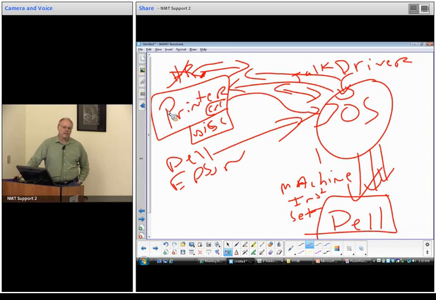Now, like I said, it used to be that that was a big deal. Operating systems didn't handle that very well, and you had to be very careful. Some printers, some hardware only worked with some operating systems. That's less of a problem these days. Although there is some hardware that only runs on Macs or only runs on PCs, but much of it will run on both with the proper drivers. So that's what a driver does.